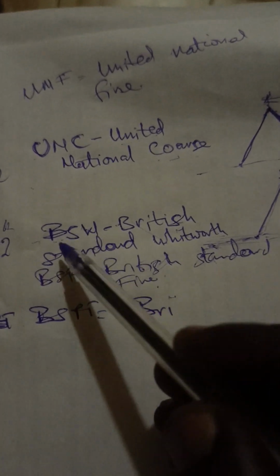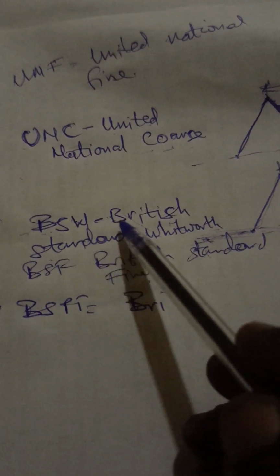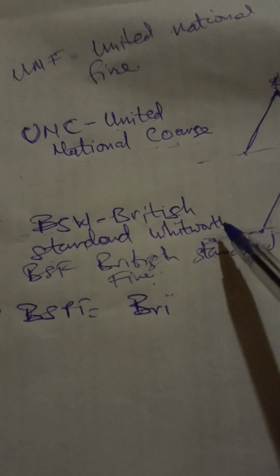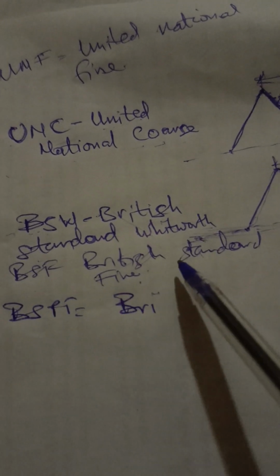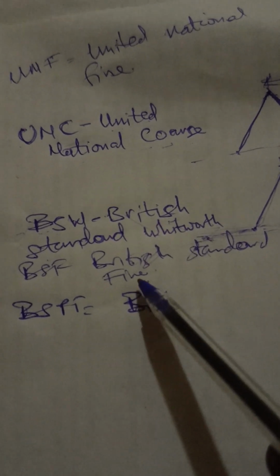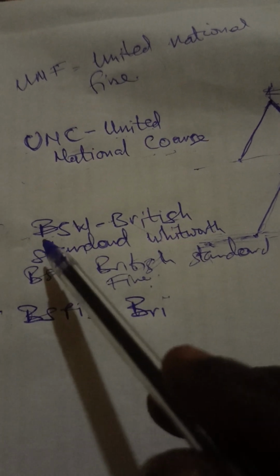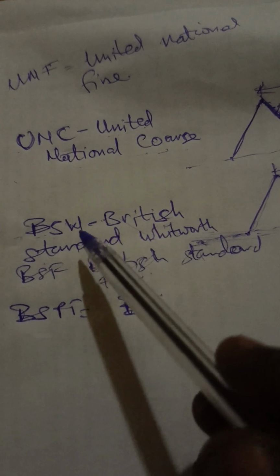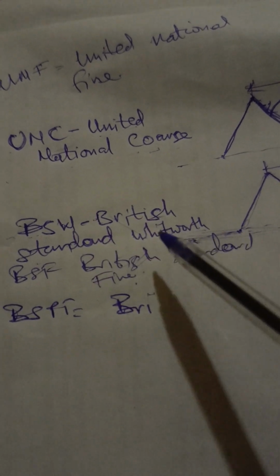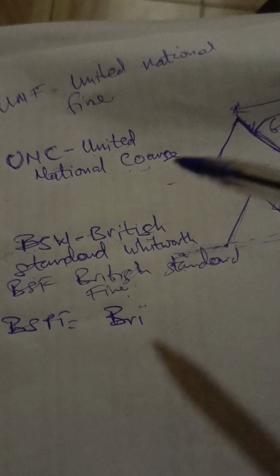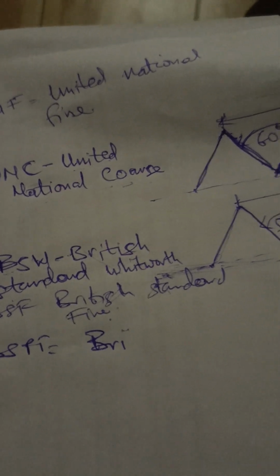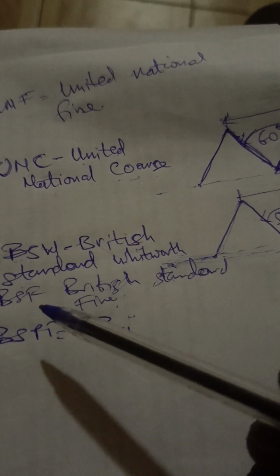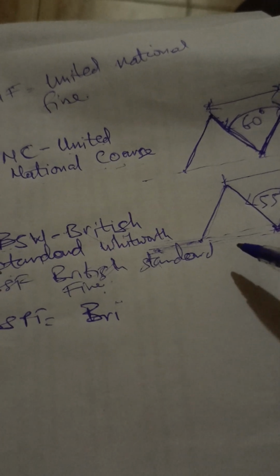And we have the BSW, that is the British Standard Whitworth, and we have the BSF, that is the British Standard Fine. If you see this one, BSW, the British Standard Whitworth, is the one that you normally call rough thread, and the British Standard Fine is a smooth thread.